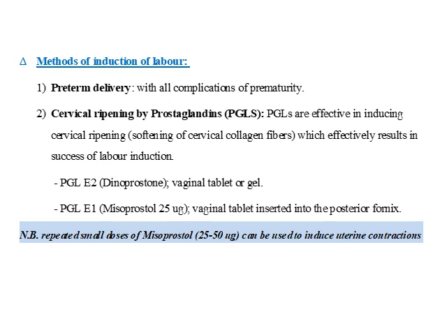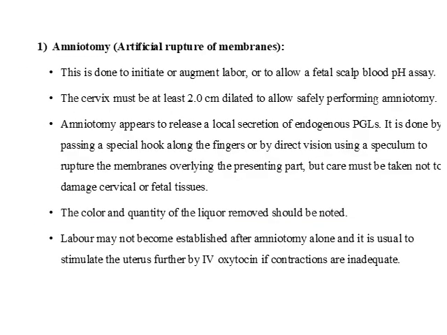Cervical ripening by prostaglandin. Prostaglandins are effective in inducing cervical ripening, softening of the cervix and the cervical collagen fibers, which effectively results in success of labor induction. Prostaglandin E2, vaginal tab or gel; prostaglandin E1, misoprostol, vaginal tablet inserted into the posterior fornix. Repeated small doses of misoprostol, 25 to 50 microgram, can be used to induce uterine contractions.